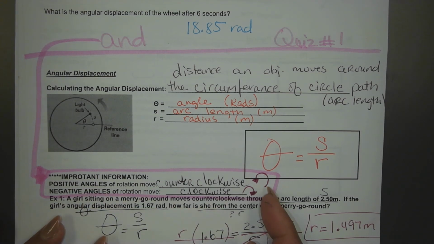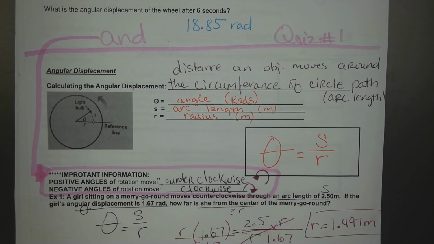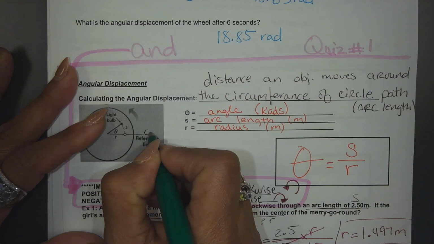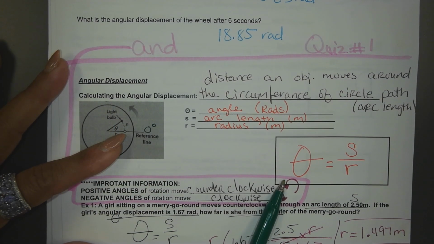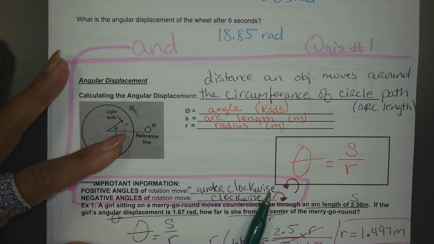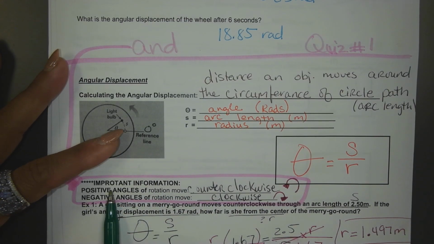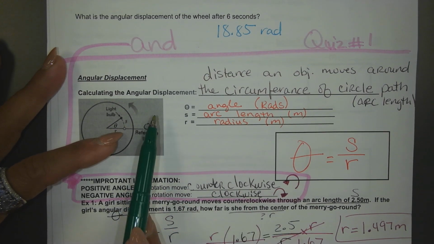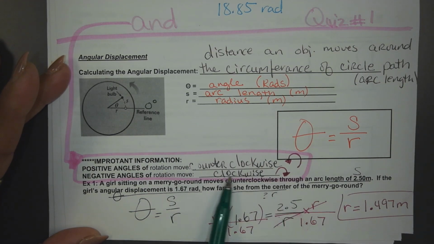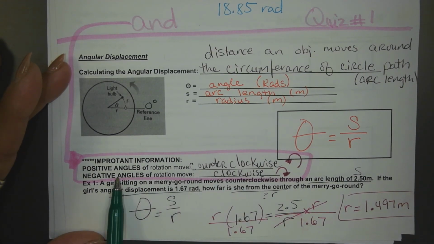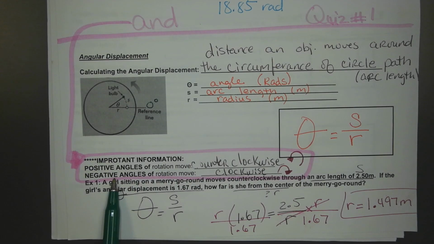Then I left off with this last portion over here. If an object always starts over here at 0 degrees and it moves upward, we call that counterclockwise. That is what we call the positive direction. If it starts at 0 degrees and goes downward, that is what we call clockwise, or the negative direction.